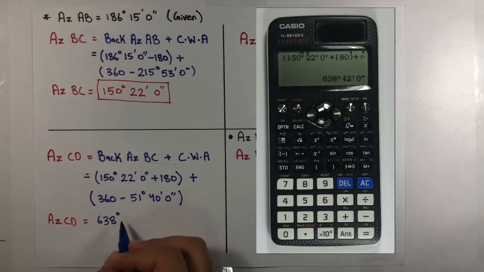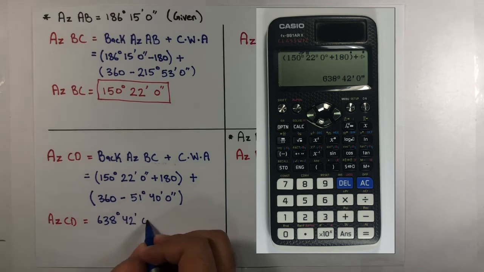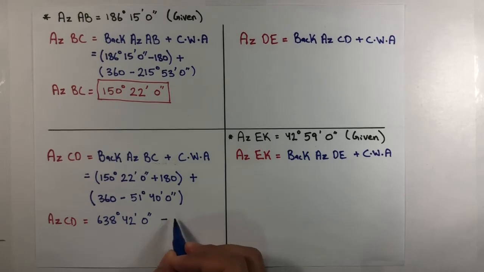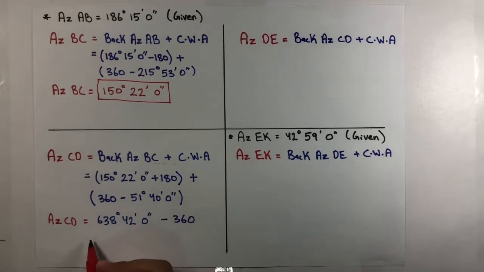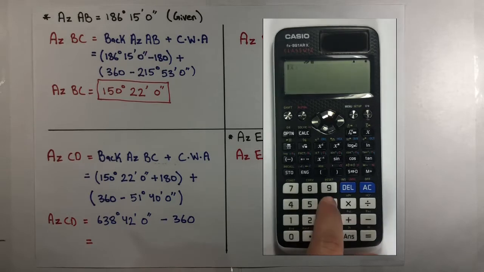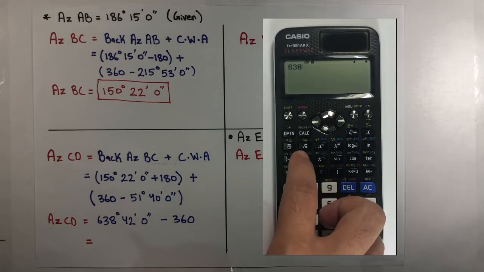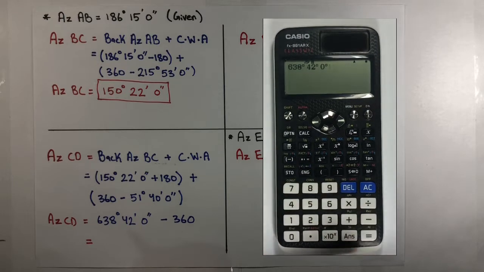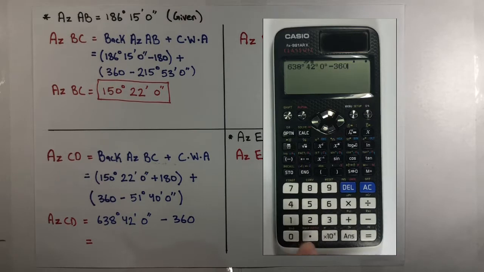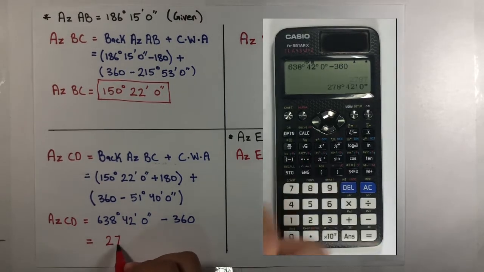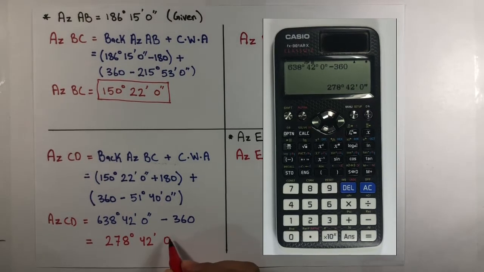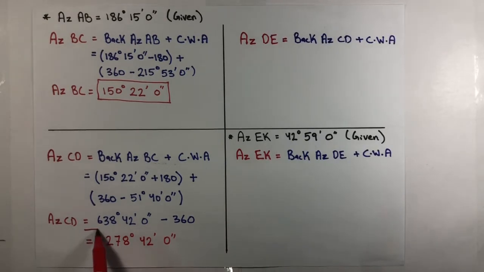638 degrees 42 minutes and 0 second. Because this value is more than 360 degrees and our angle should be between 0 and 360 degrees, we'll deduct 360 degrees from our angle. 638 degrees 42 minutes and 0 second minus 360 degrees. This will be our azimuth, 278 degrees 42 minutes and 0 second, and this will be our azimuth of CD.